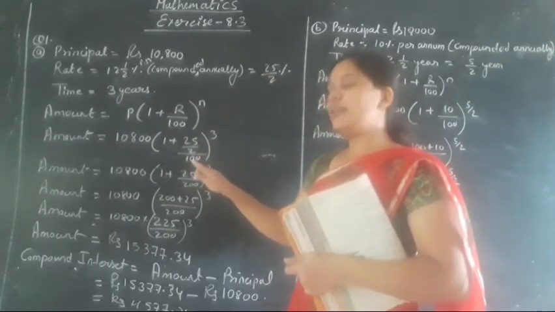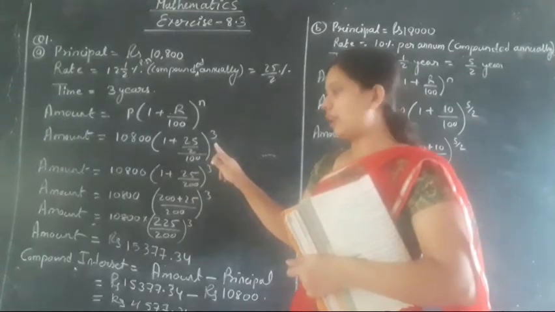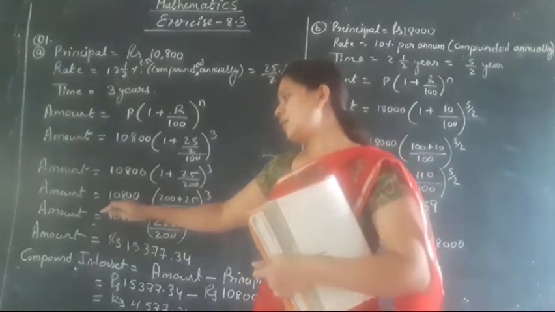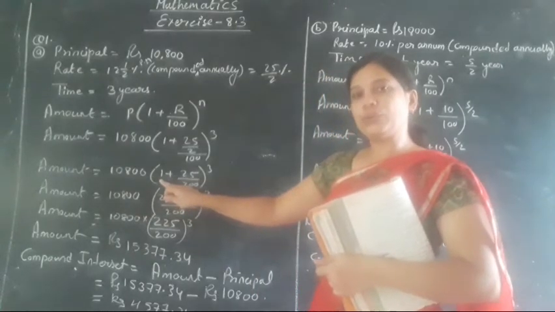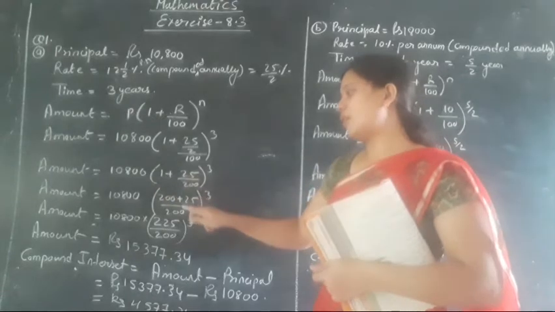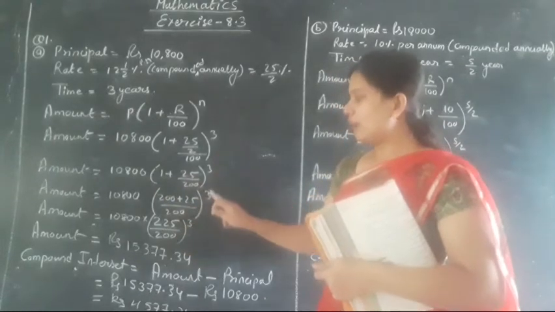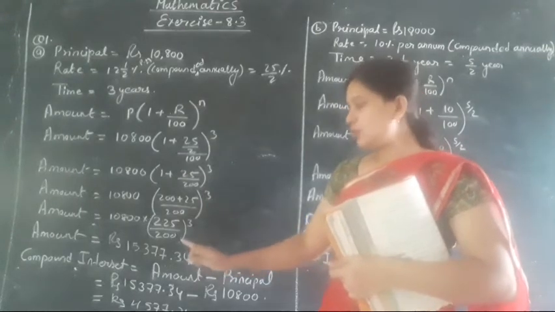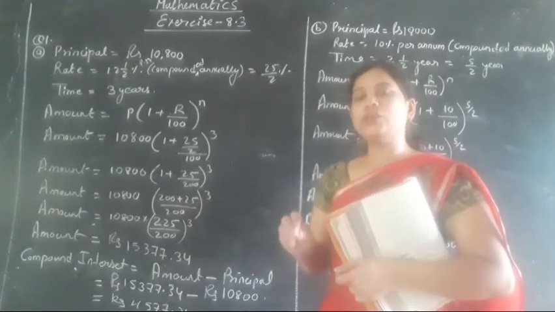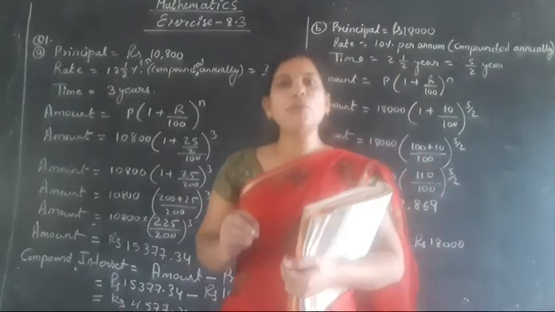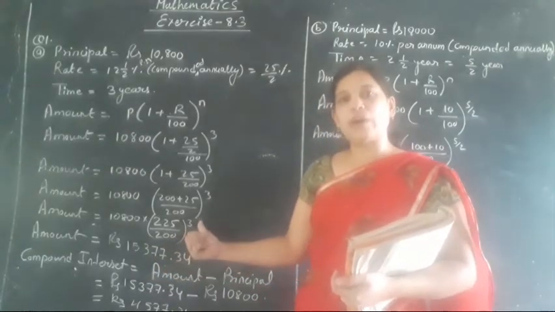So this 2 will be multiplied with 100, so it will become 200. The whole to the power 3 we will have. Then amount is equals to 10,800 into, this 2 will be multiplied with 1, so it will become 200 plus 25. So 200 plus 25 will become 225 divided by 200. So whole to the power 3 we are having over here. That means 225 upon 200 into 225 upon 200 into 225 upon 200 we are going to do. This number will be going to multiply 3 times as its power is 3.